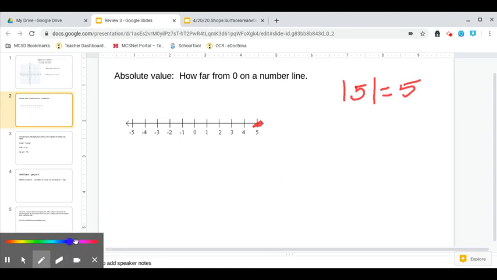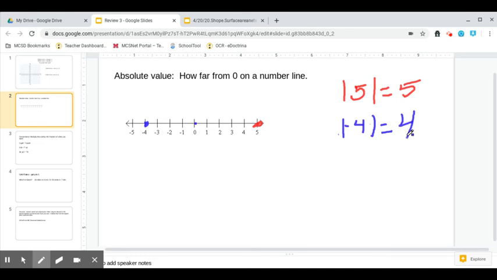Okay? Let's see absolute value of -4. How far are you from 0? You're at -4. How far from 0? 1, 2, 3, 4 spots from 0. So the absolute value is going to be a positive number. It just wants to know how many spots from 0 on a number line.